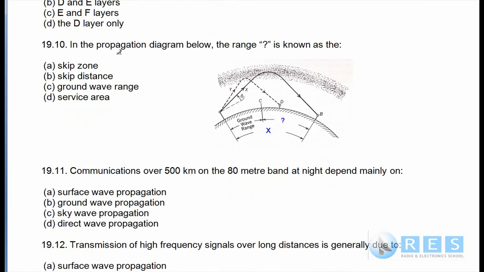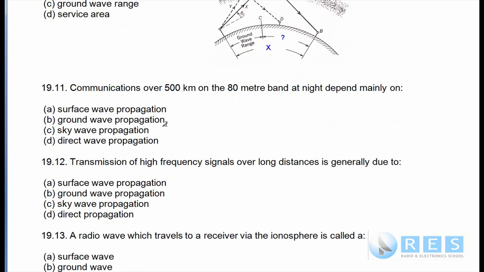19.10. In the propagation diagram below, the question mark is what? The question mark is going from the end of the ground wave to where the sky wave first returns to Earth. So this would be a no signal area unless we had a sky wave coming in. If this was our signal, we wouldn't be able to communicate with anyone in there because our ground wave is not reaching them and our sky wave is going over the top and our direct wave is too far away. So that is called the skip zone. The question mark is the skip zone.